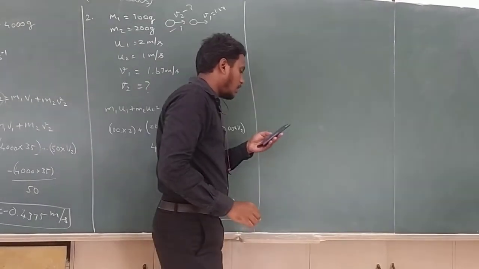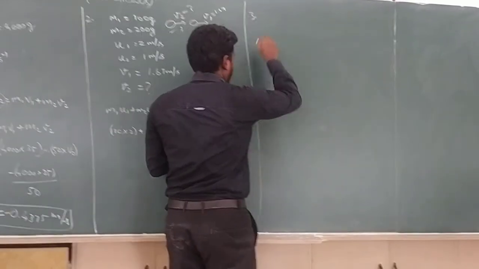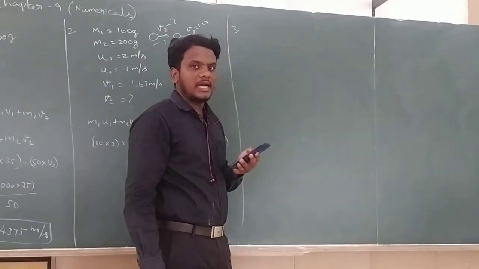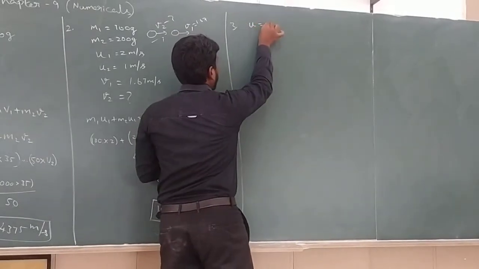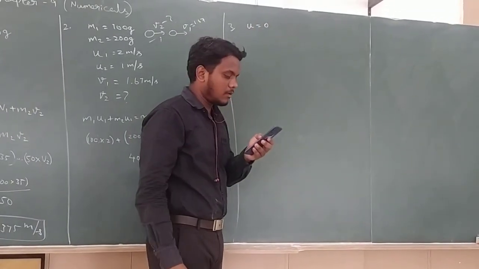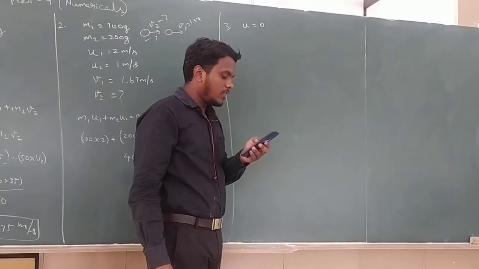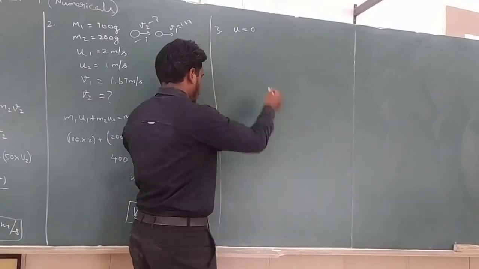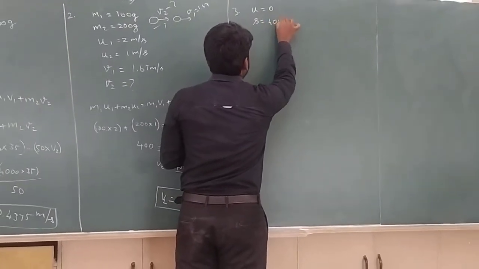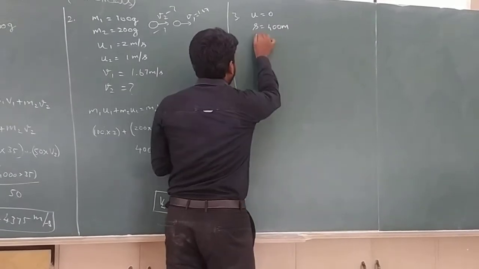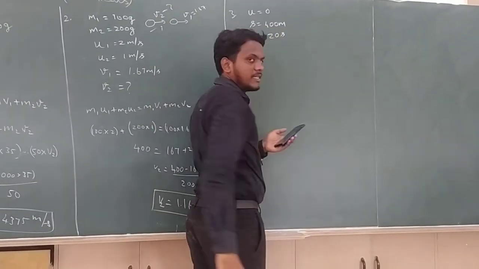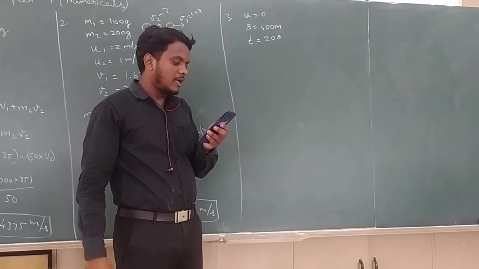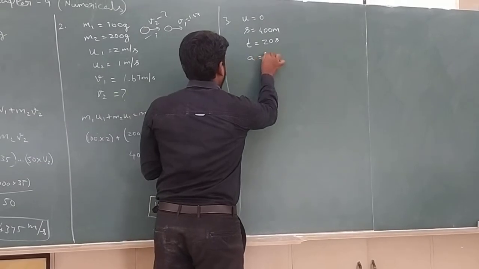So next question: a truck starts from rest. What do you mean by starts from rest? From that, we can say that u equal to 0. A truck starts from rest and rolls down a hill with constant acceleration. It travels a distance of 400 meters. So they have given distance equal to 400 meters in 20 seconds, time equal to 20 seconds. Right? So in 20 seconds, find its acceleration. They are asking you the acceleration.